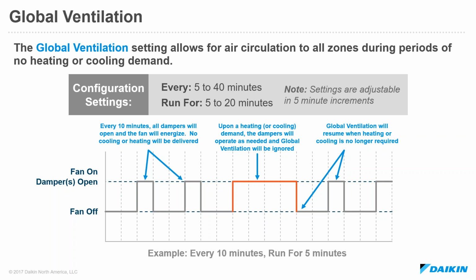In this example, essentially upon a demand for either cooling or heating, the dampers will start to operate as typical and the global ventilation setting will be ignored. And then once we reach this point where there's no longer a cooling or heating demand by any zone, the DZK goes back into this global ventilation logic to start modulating the fan and opening these dampers to essentially run for 5 minutes every 10 minutes.